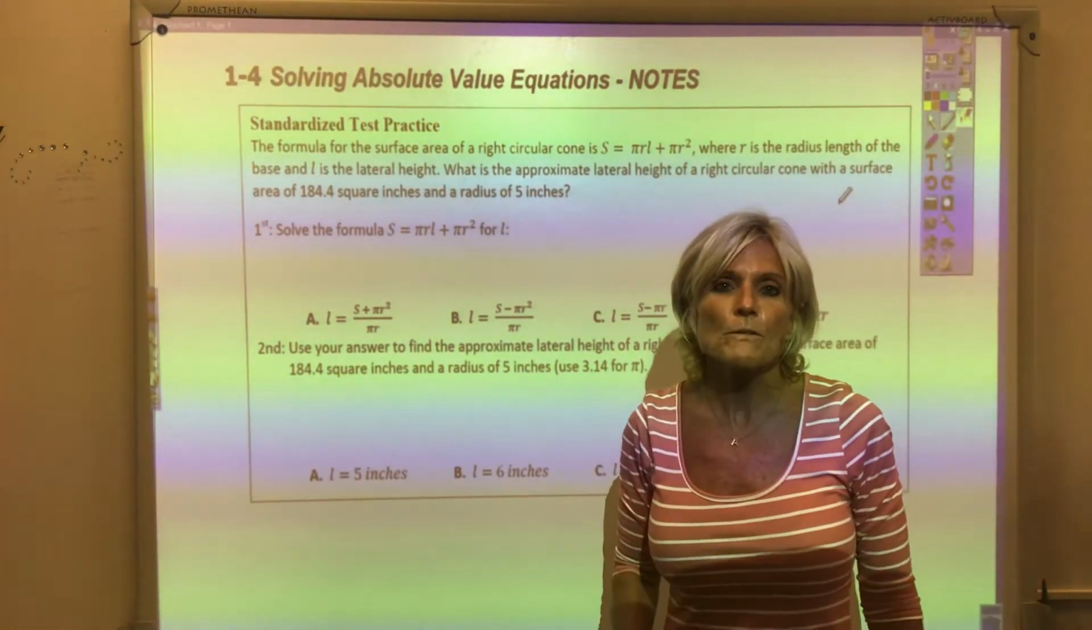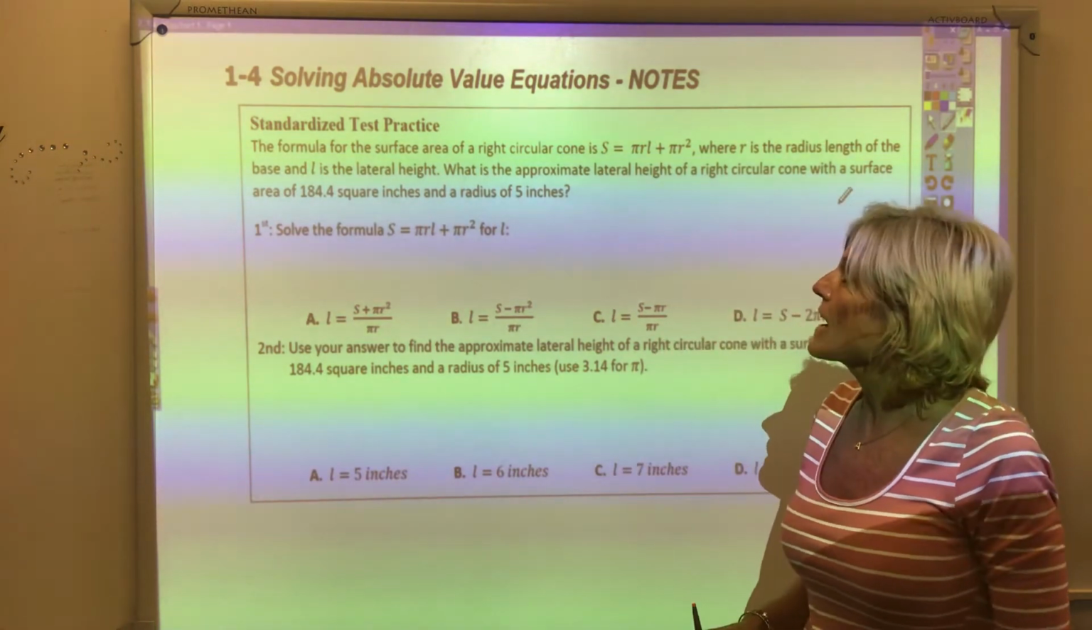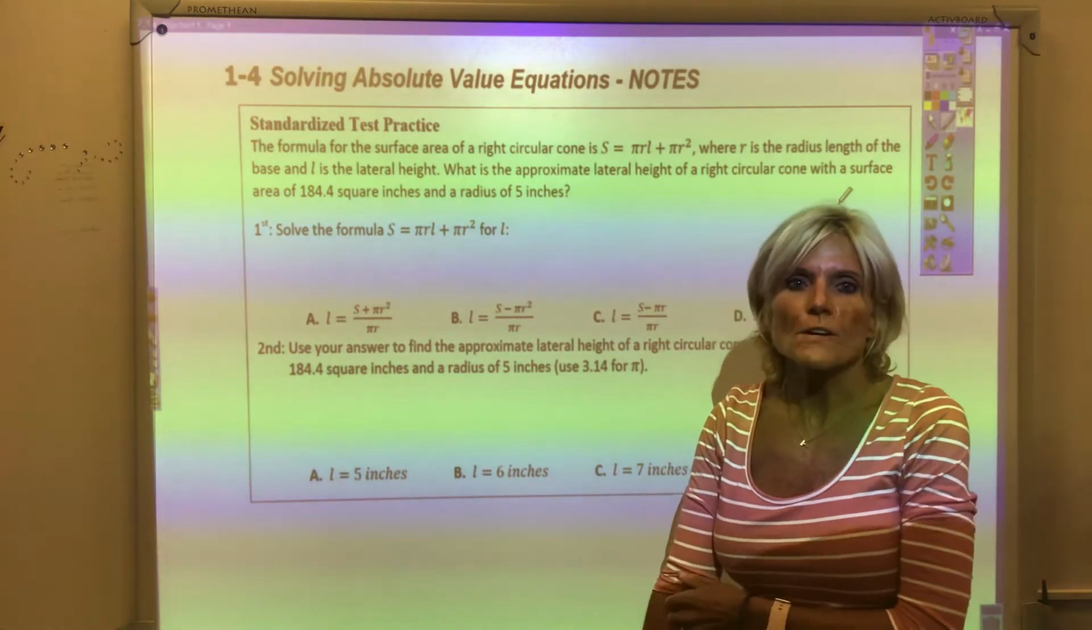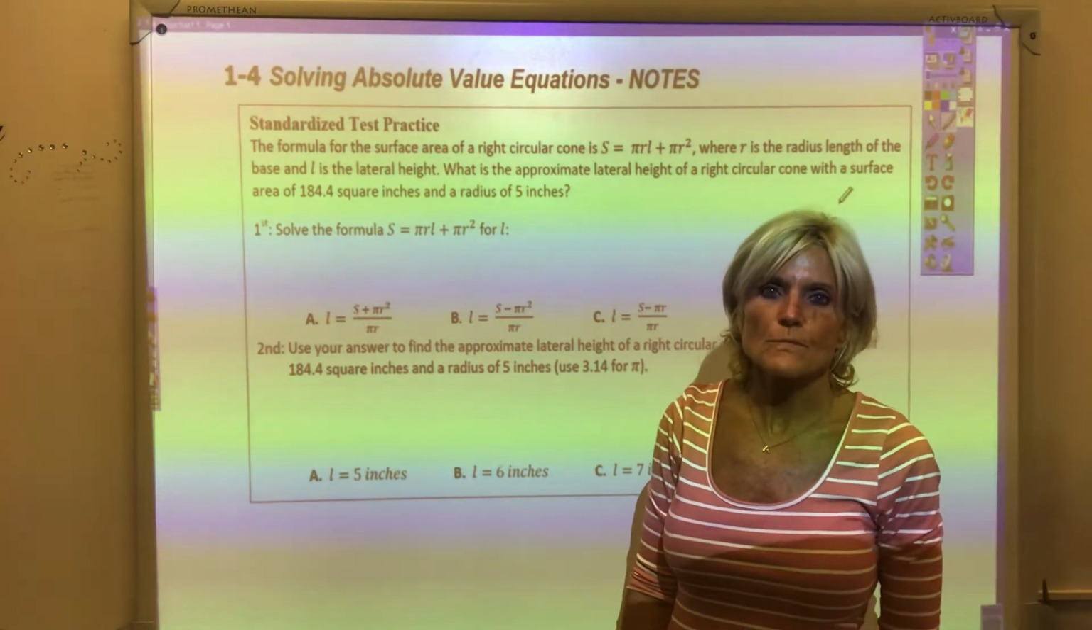Hi class, today we're going to talk about absolute value equations, solving absolute value equations. We'll start off with our standardized test practice problem.